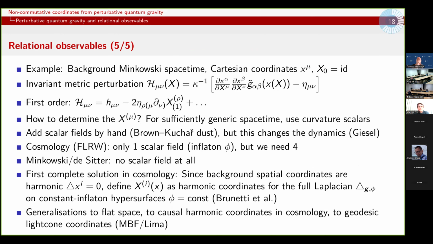Example, a very simple example. I take a background Minkowski spacetime with preferred Cartesian coordinates x mu, and then this map x0 would just be the identity. And then I can extend this in any way I want to higher orders in kappa.